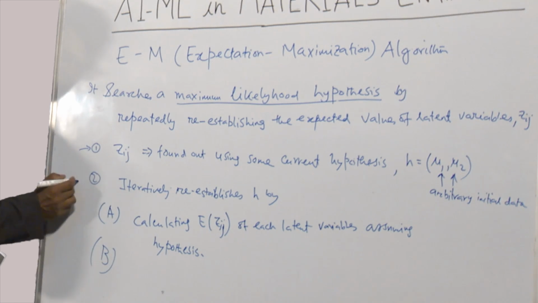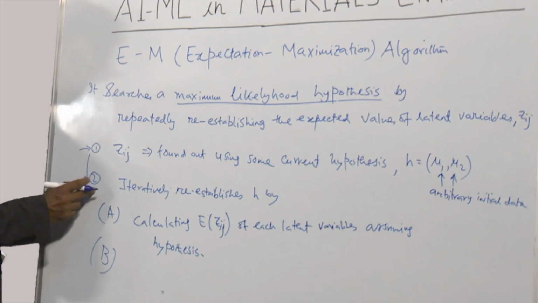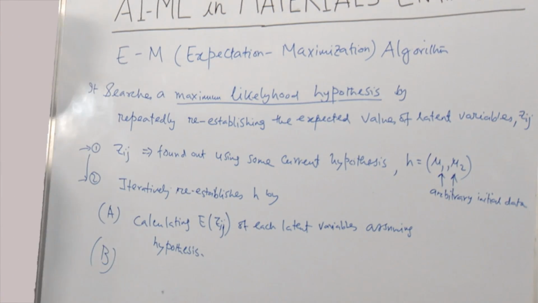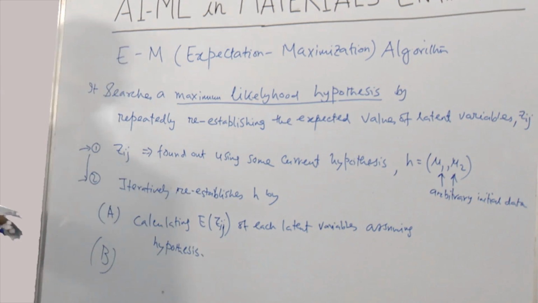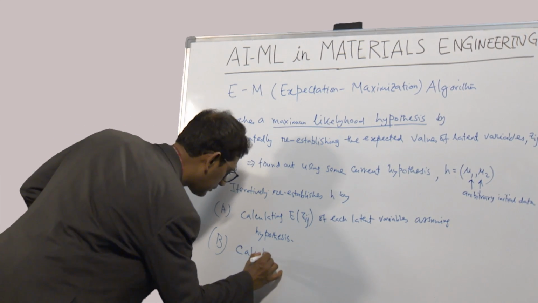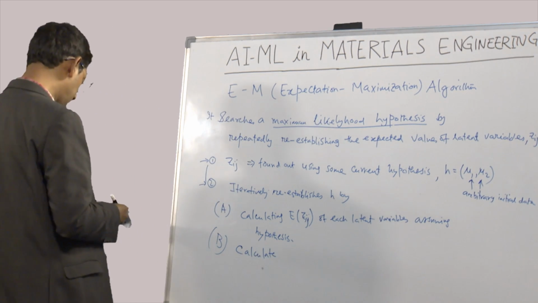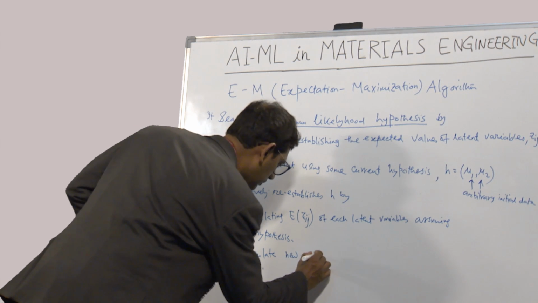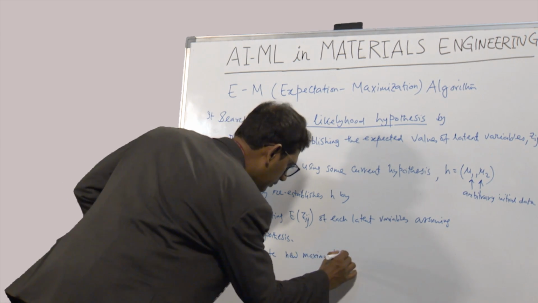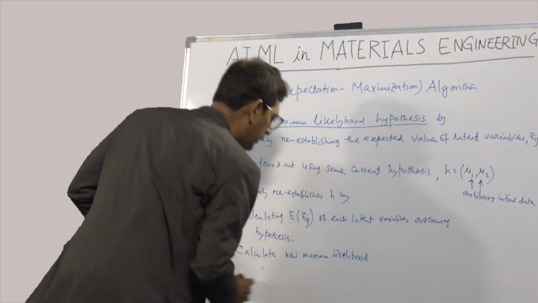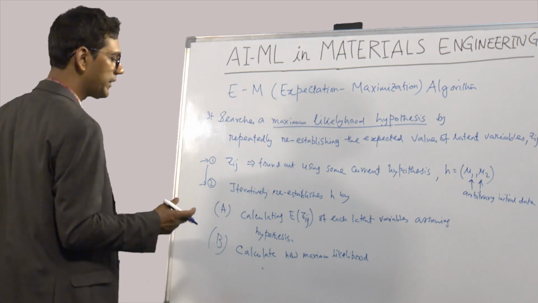And second, in the case of the second one, this is the most important step. You are doing expectation, calculating E j of the latent variables, assuming that hypothesis h is equal to mu 1, mu 2, right. So, you have done that. What is the next step you do? Now, calculate, this is a very important step, calculate the new maximum likelihood. New maximum means what?